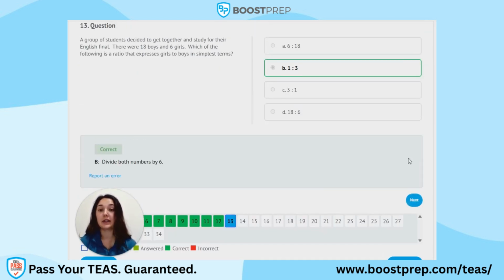So in this case, you're trying to find girls to boys. So girls would be the left number, boys would be on the right number. You divide both of those by 6. So 6 divided by 6 is 1, 18 divided by 6 is 3.